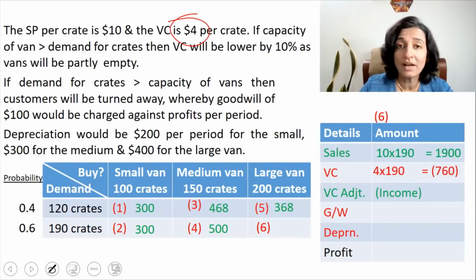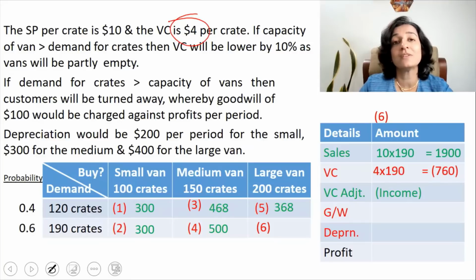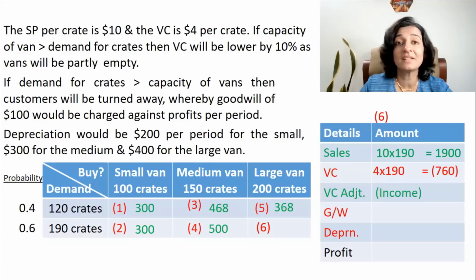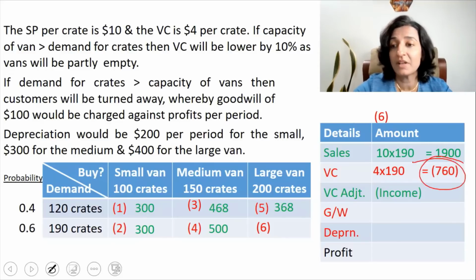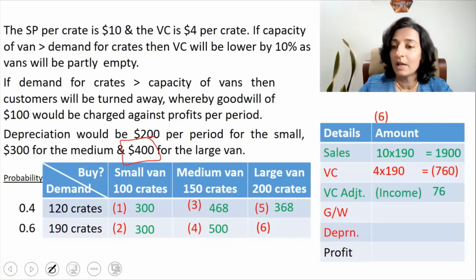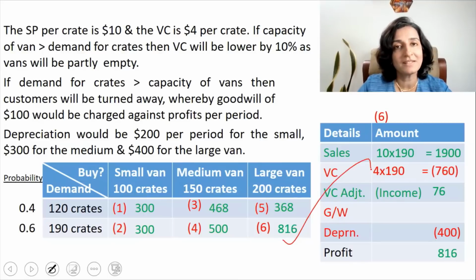Now coming to variable cost, it's $4 per crate. So it is 4 into 190, giving an amount of $760. And we have a variable cost adjustment at the rate of 10%. So it is 760 into 10%, giving an amount of $76. We do not have goodwill here. And the depreciation of the large van is $400. We indicate that in the working note to arrive at the final profit of $816. We make a note of it in the profit table. Our profit table is complete.